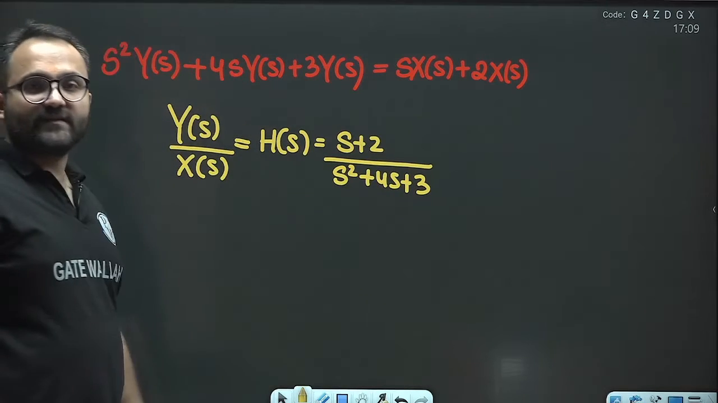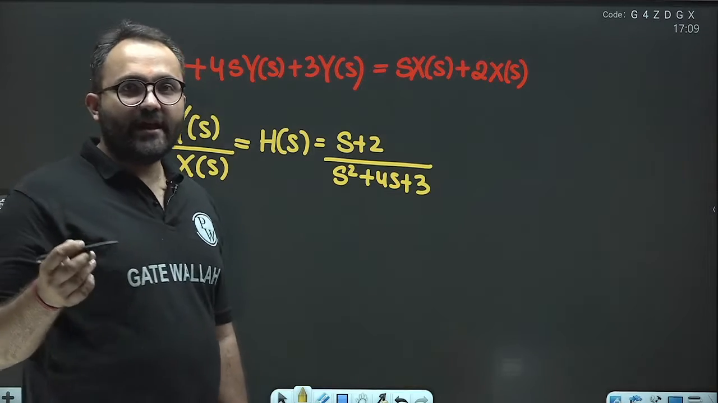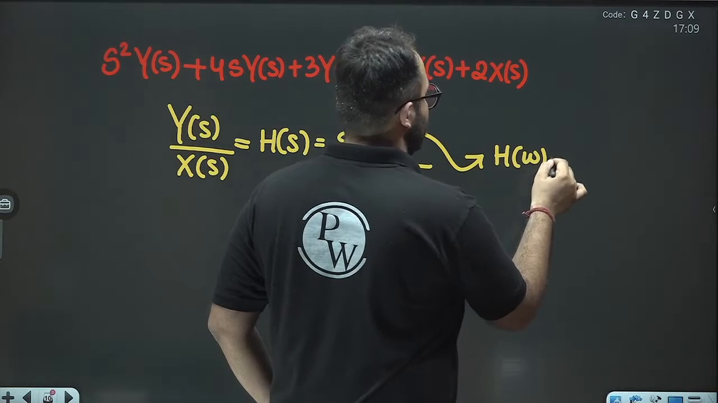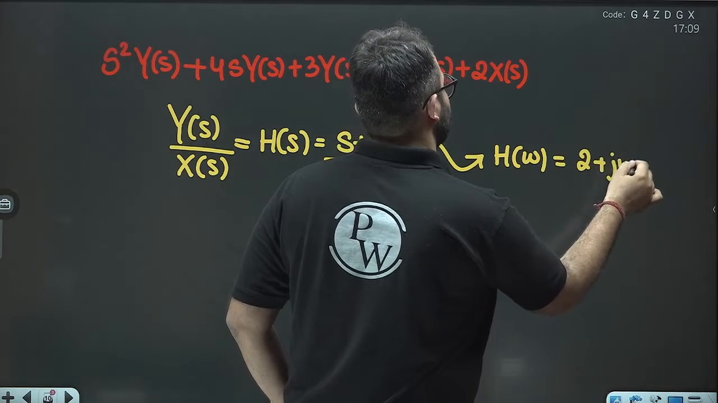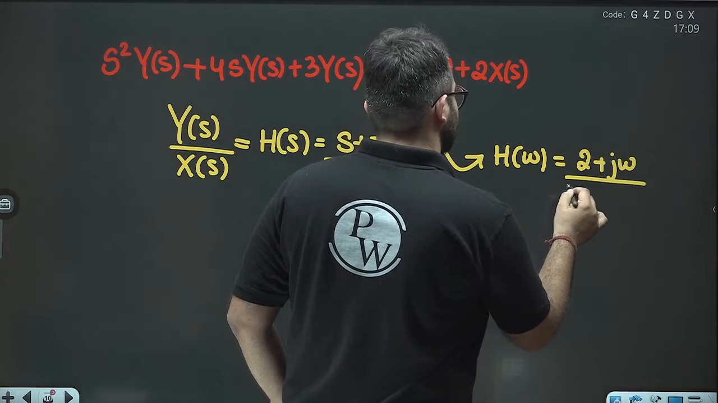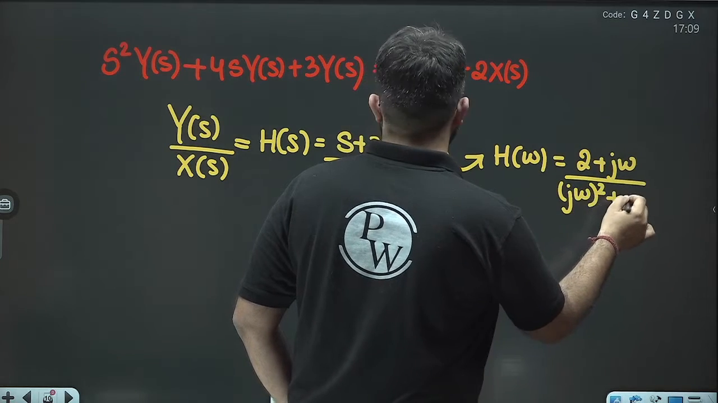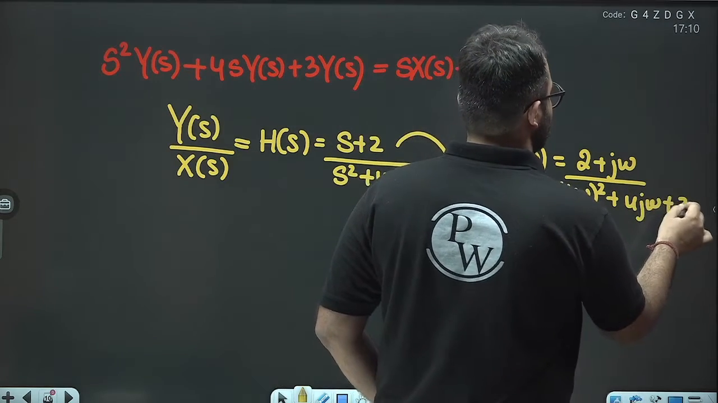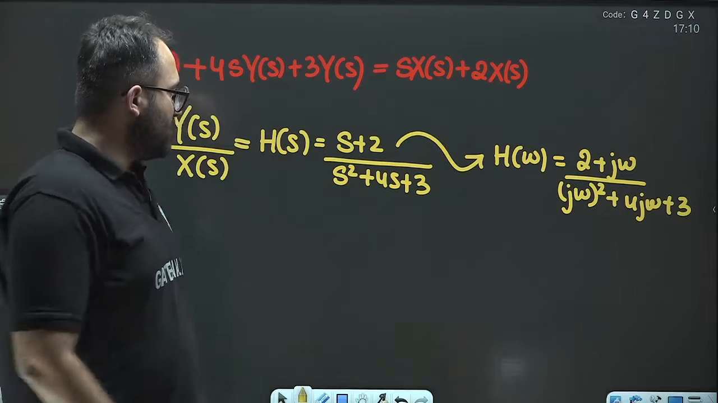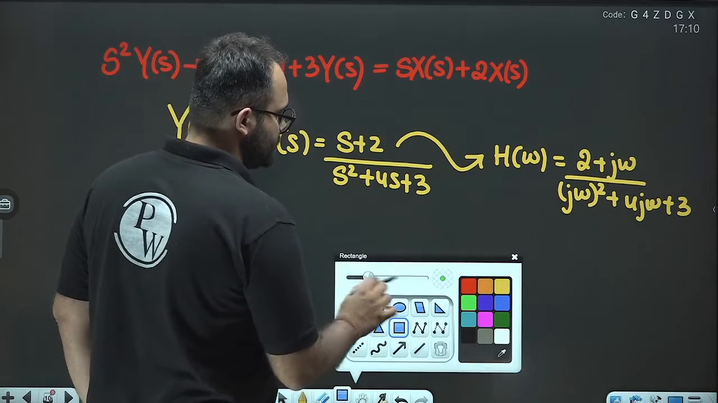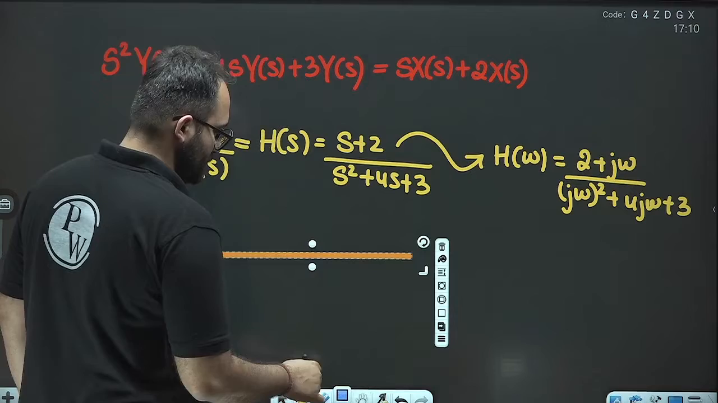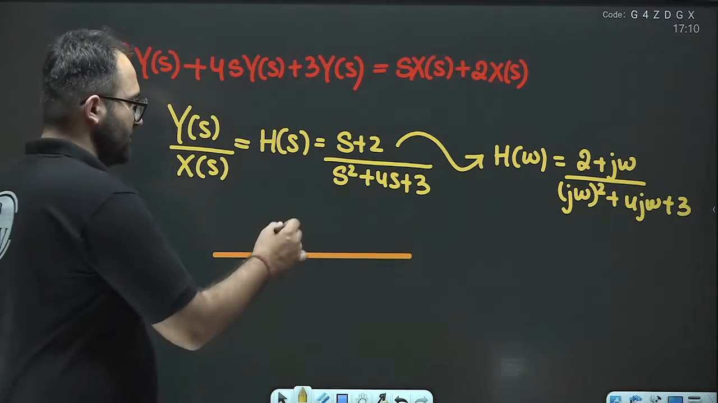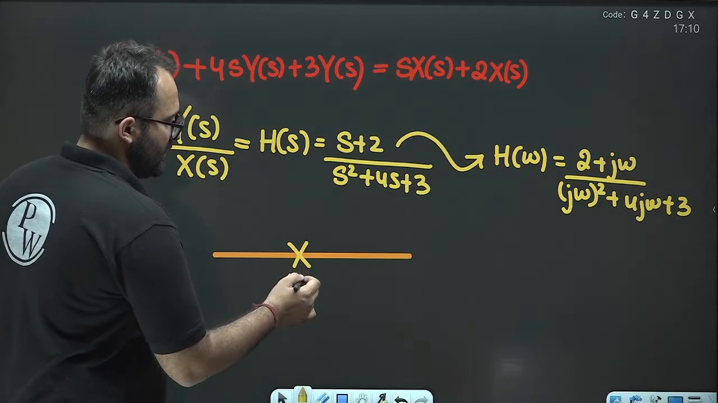So this is your H(s), the transfer function, and when we convert it into H omega, we can see that it will be written as 2 plus j omega. The only thing is, whenever we are doing this, we will keep the ROC of the Laplace transform such that it contains the j omega axis. So this is H omega. Now here we can see that the roots are -1 and -3. The poles of this are -1 and -3.